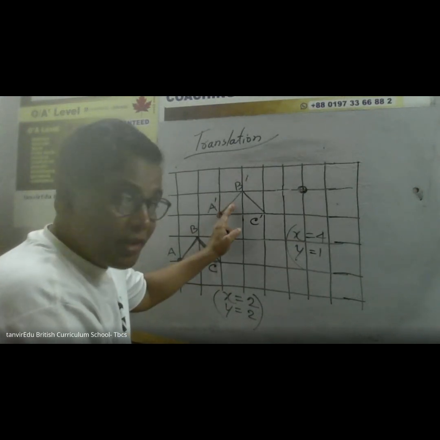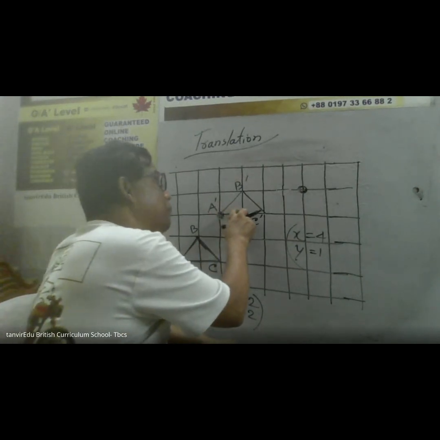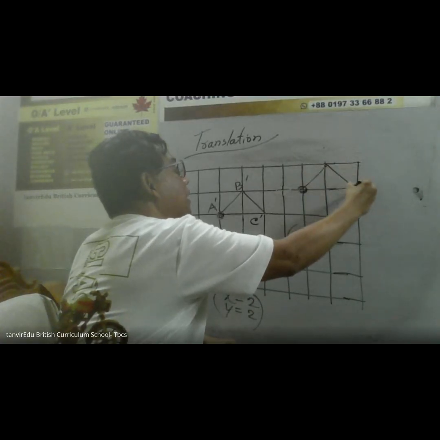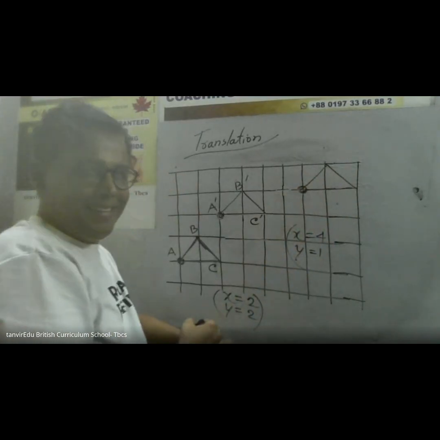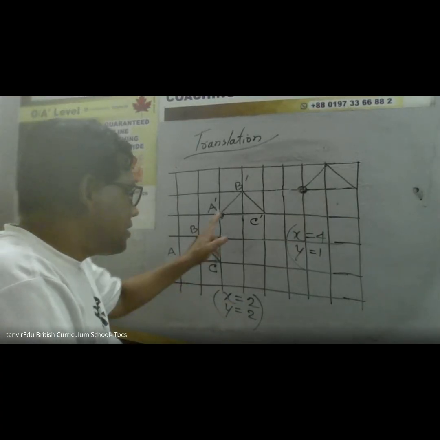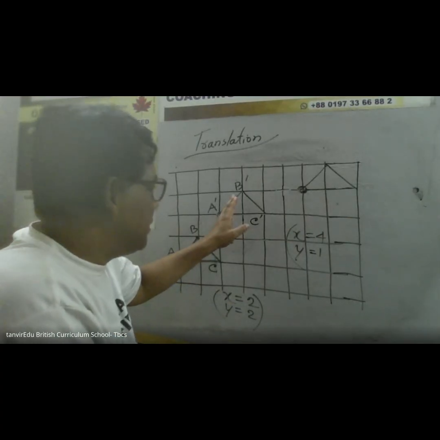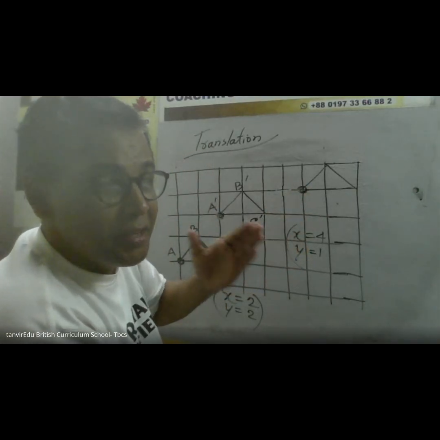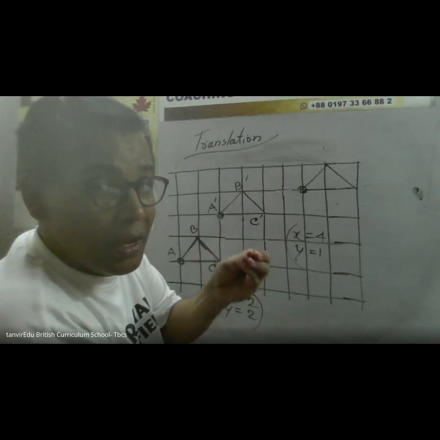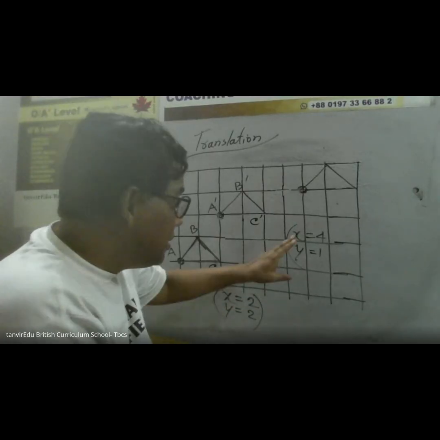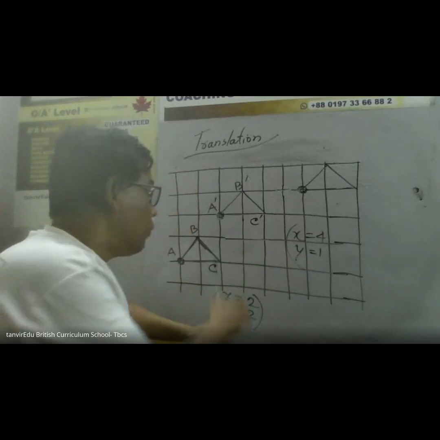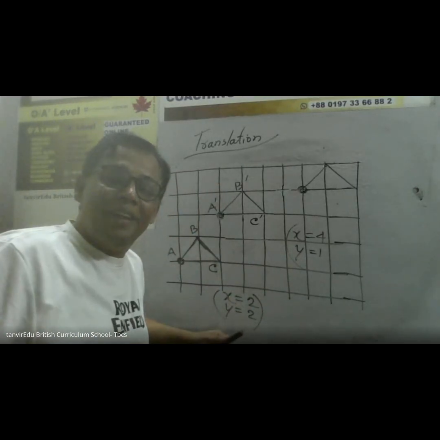Object, this is translation, and this is again object. This is also translation. Am I clear? This is object, this is translated image, this is object, this is also translated image. In translation, only location is counted. This is x, x means this change, and this is y, y means this change. Okay, thank you.